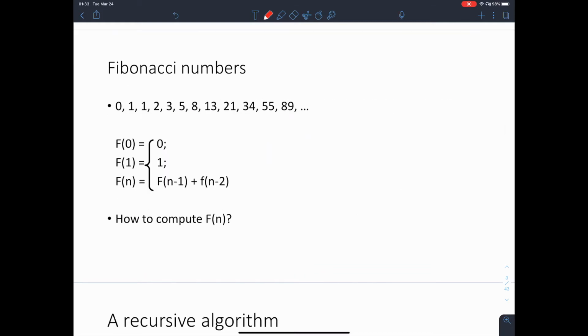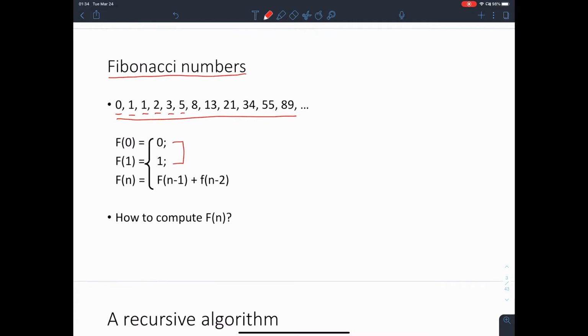Let's see an example. We all are familiar with Fibonacci numbers. Fibonacci numbers start from 0 and go to 1, 1, 2, 3, 5, and so on. There is a recursive definition for the Fibonacci sequence. It has two base cases. The first two numbers are predefined. The 0th Fibonacci number is 0. The first Fibonacci number is 1. These are called the base cases.